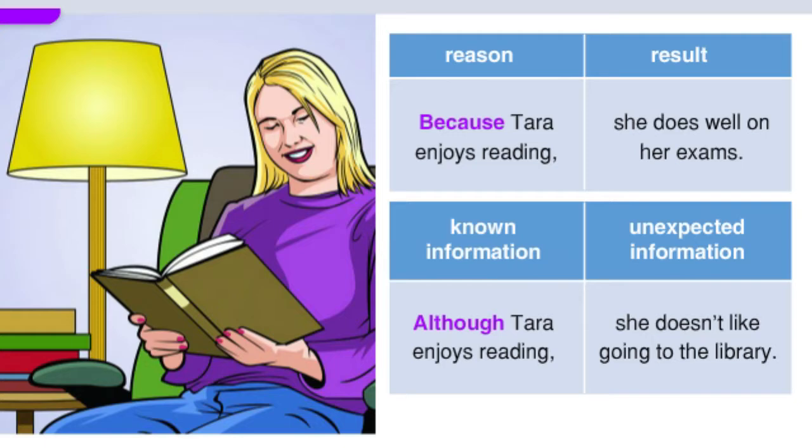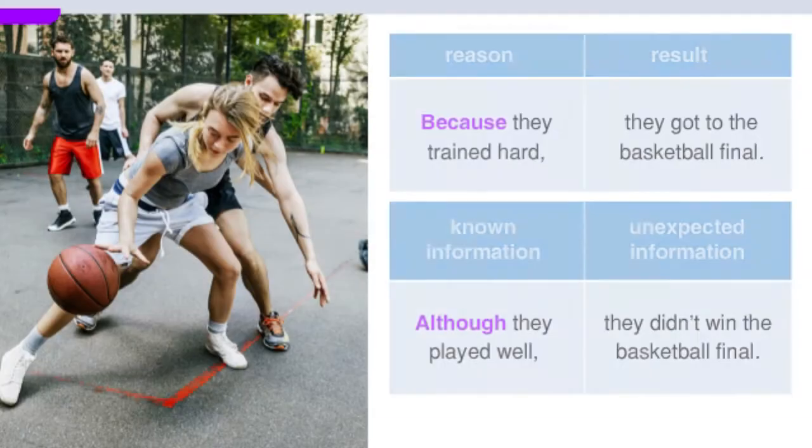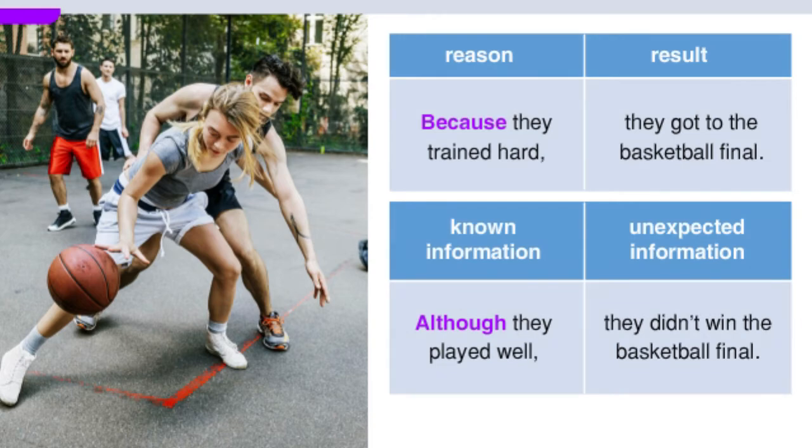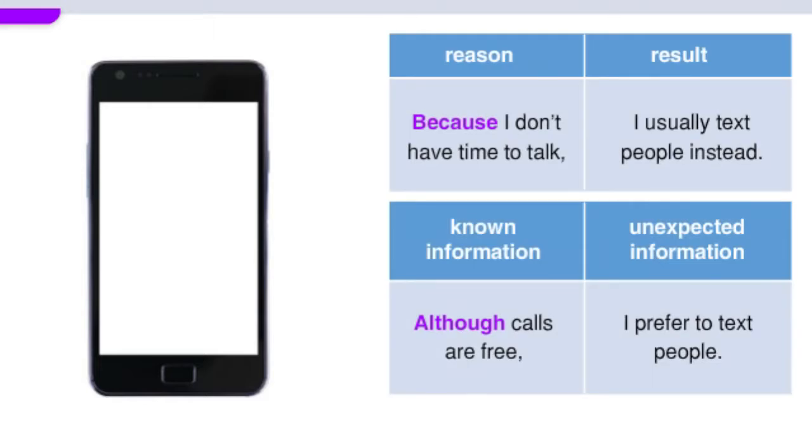Because Tara enjoys reading, she does well on her exams. Although Tara enjoys reading, she doesn't like going to the library. Because they trained hard, they got to the basketball final. Although they played well, they didn't win the basketball final. Because I don't have time to talk, I usually text people instead. Although calls are free, I prefer to text people.